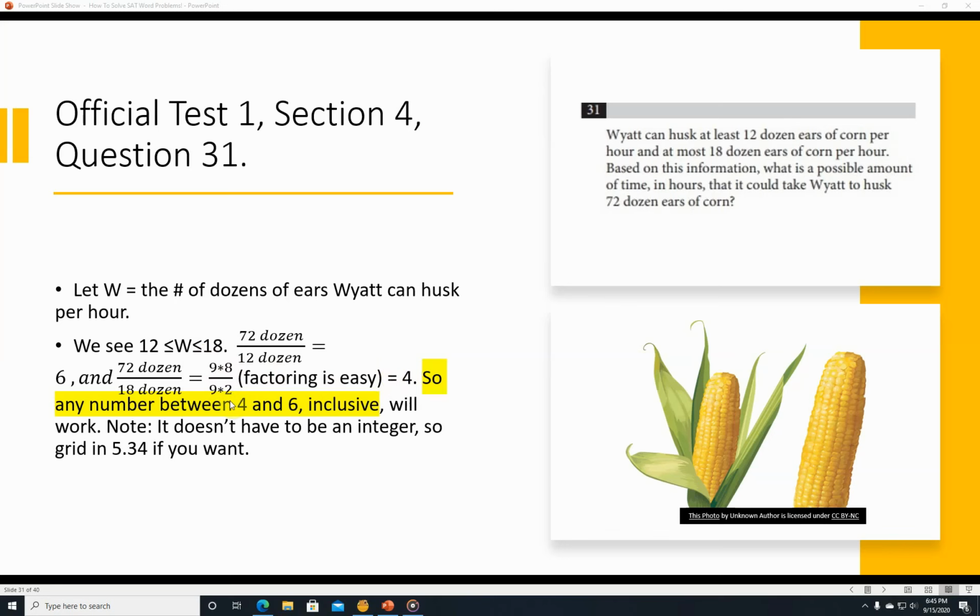So any number between 4 and 6, because 72 over 12 is 6, and then 8 over 2 is 4, any number between 4 and 6 inclusive will work. It doesn't even have to be an integer. You could grid in 5.34 if you want, and they would accept that as an answer. That is in the official answer guide. Not the 5.34, but any number between 4 and 6 inclusive.